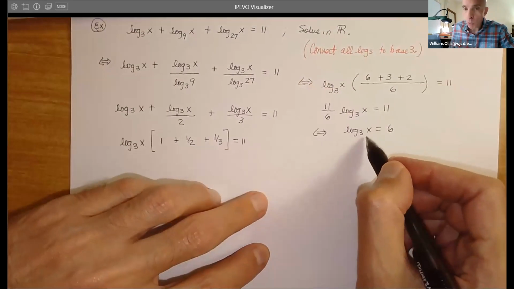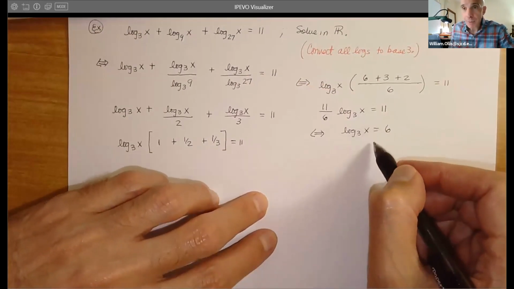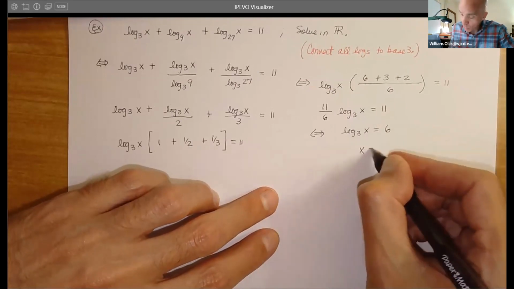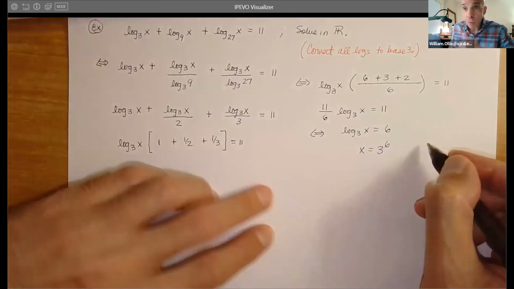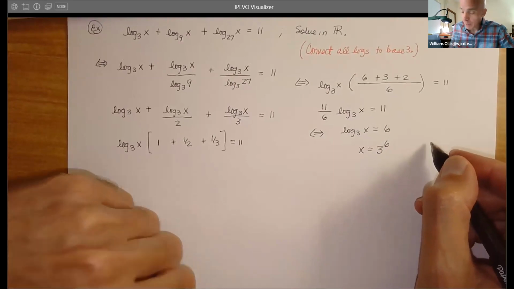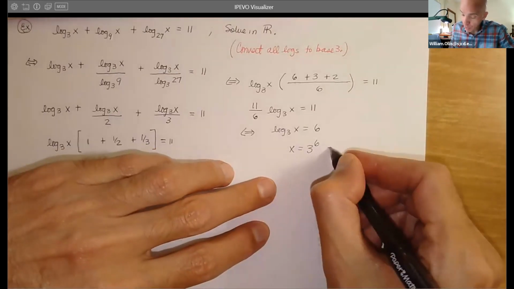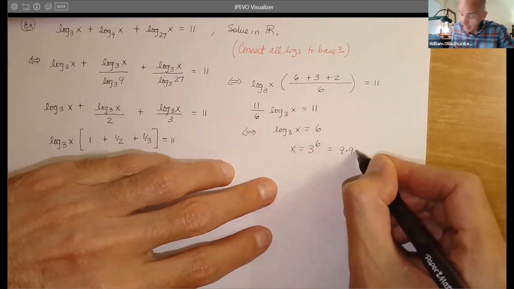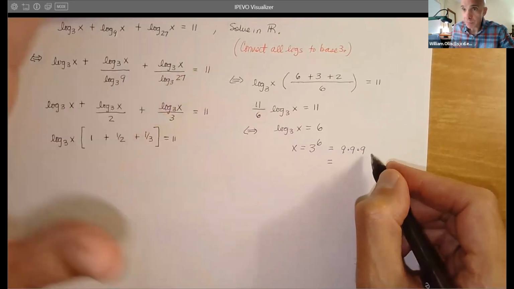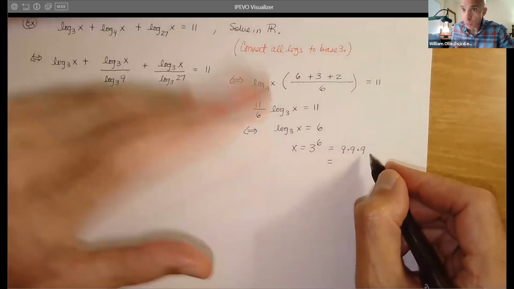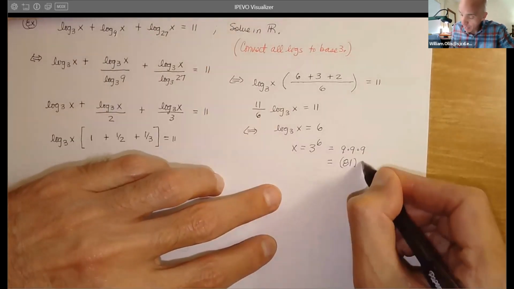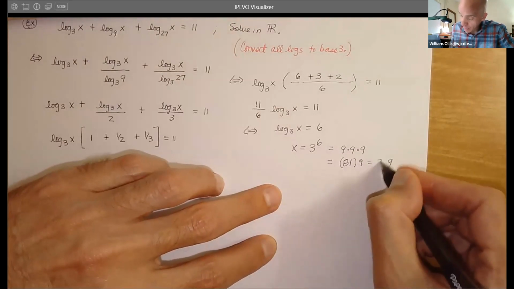So now we say, well, what's a logarithm? It's the power of the base. The power of 3 that equals x is 6. So x equals 3 to the 6. We can't get away from these powers of 3, but at least this is reasonable. So this is going to be what? 9 times 9 times 9. That's reasonable. Much more so than the 43,046,000, whatever we had, 421, I don't know, big number. So we got 81 times 9. So that'll be a 9 and a 72.